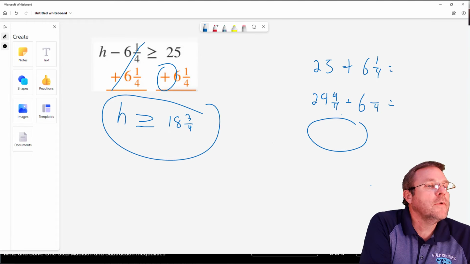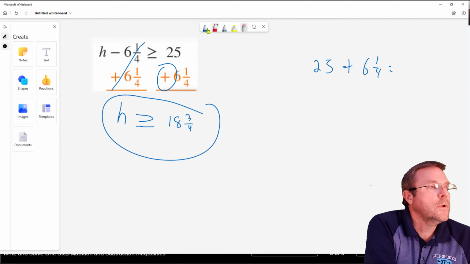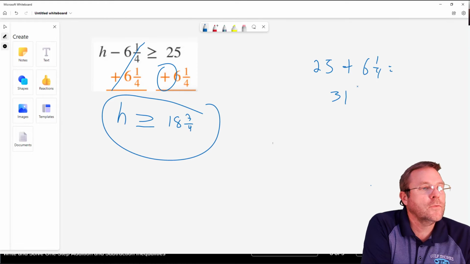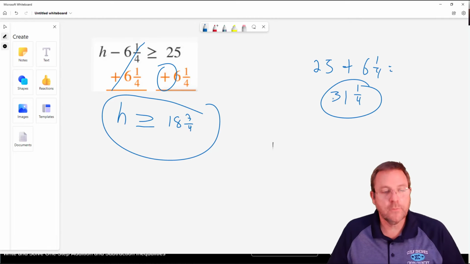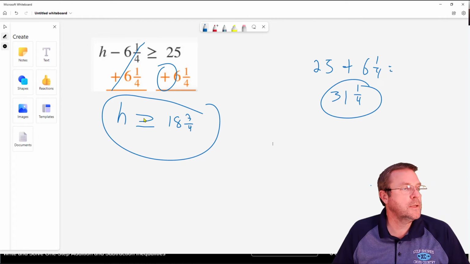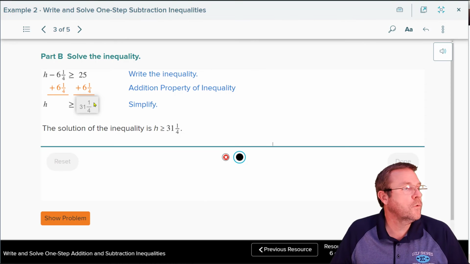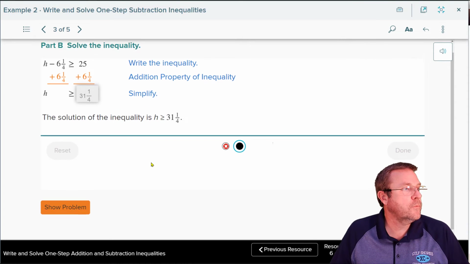So now, in fact, I wouldn't even have to change that. Let's just get rid of all of that right there. And now we can just add it up. 25 plus 6 is going to equal 31 and 1/4. And that is what the answer would actually end up being. H is greater than 31 and 1/4. That's what the textbook picked for that part.